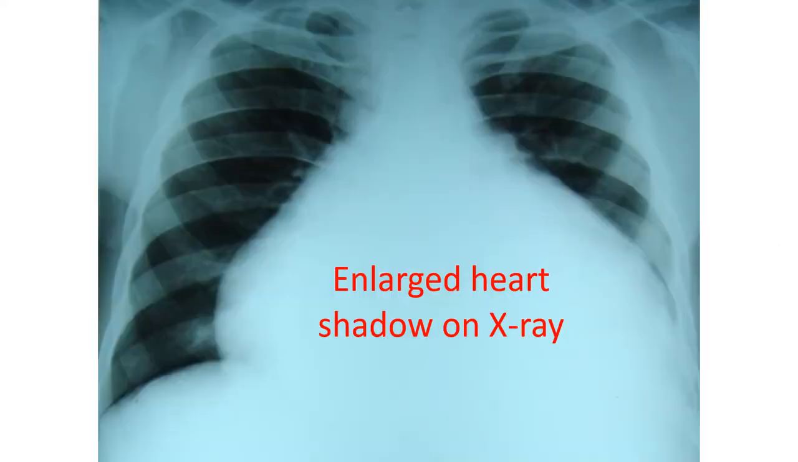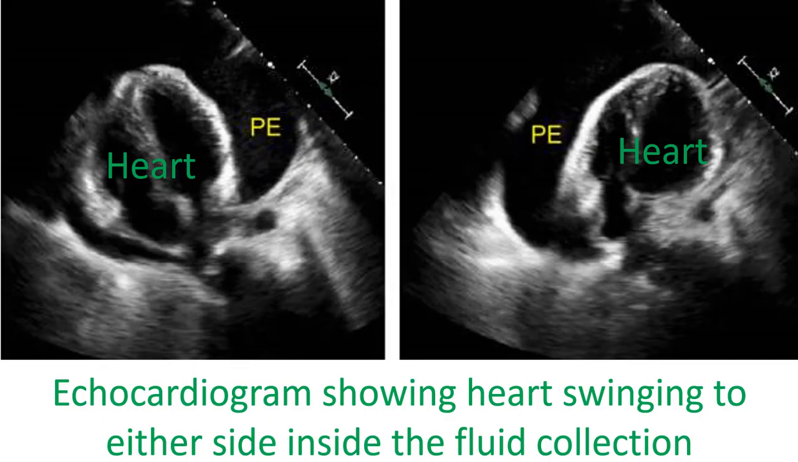X-ray of chest will show appearance of heart enlargement when there is a lot of fluid collection in the pericardial cavity, known as pericardial effusion. ECG will show a finding called electrical alternans with alternation in the amplitude of waves as the heart swings within the fluid. Best way to document a large collection of fluid around the heart is ultrasound study known as echocardiography.